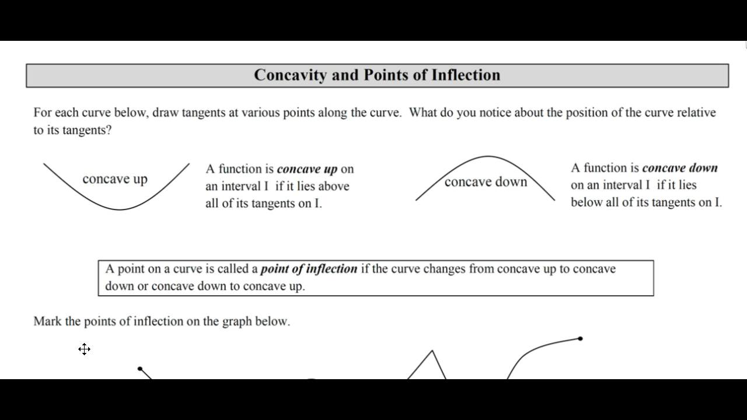For each curve below, draw tangents at various points along the curve. So we've got a concave up, and we'll pick some points and we'll draw some tangents. So there's a point, there's a tangent, there's a point, there's a tangent, there's a point, there's a tangent. And the concave down, well, there's a point, and there's a tangent. There's a tangent. Actually, it's more of a secant because I kind of cut it in more than one place. But that was an accident.